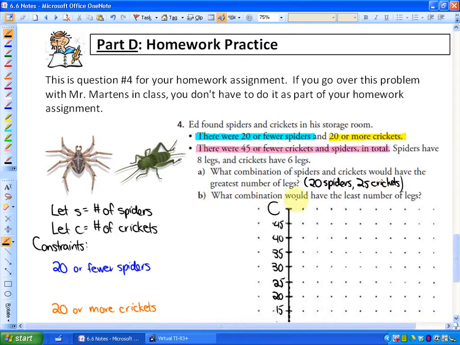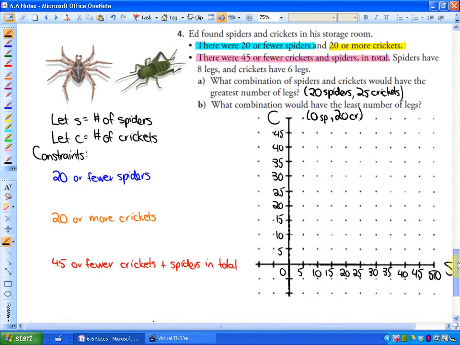Part B says, what combination would have the least number of legs? Well, you're allowed to have 0 spiders. It says 20 or fewer. 0 is fewer, but you cannot have any less than 20 crickets. So the least number of legs is going to be 0 spiders and 20 crickets. So I already know the answer, if I'm very careful about reading this problem, about what the most and least number of legs are. But we want to investigate this using a solution region and setting up inequalities just as practice as well.